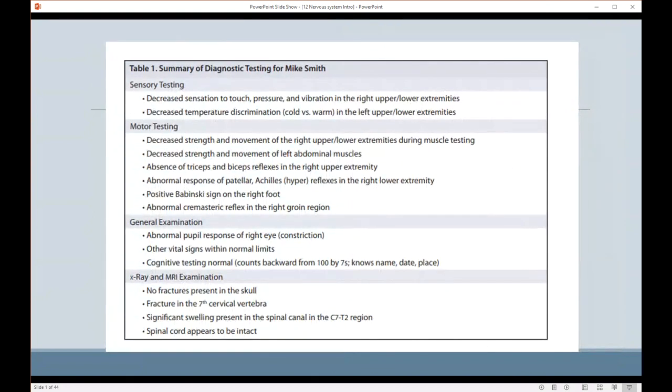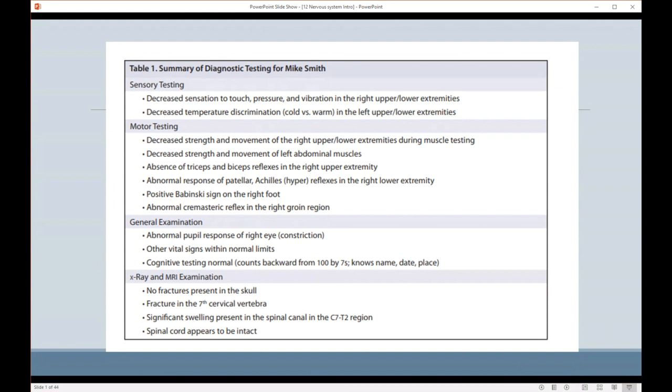Okay, so this is our summary of diagnostic testing for Mike Smith. So they've done sensory testing. Okay, so sensory testing is the information that's coming into the body. So sensation to touch. Do I know that somebody is touching me? Decreased temperature discrimination. So if I put something cold on them, do they know that it's cold? Or if I put something warm on them, can they feel that it's warm? Okay, so that's that information coming in.